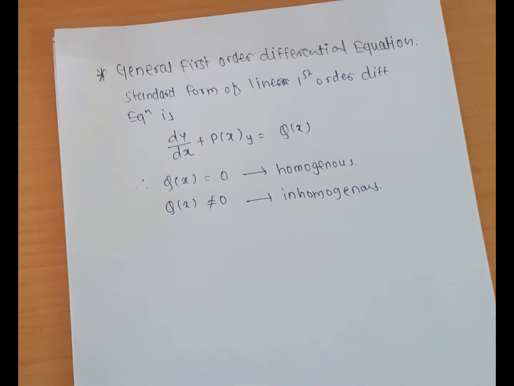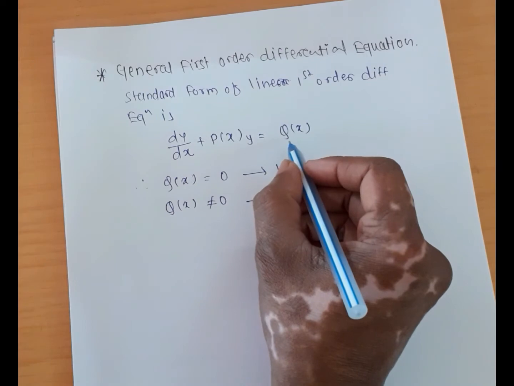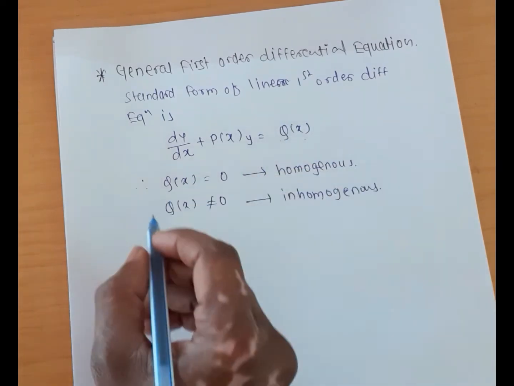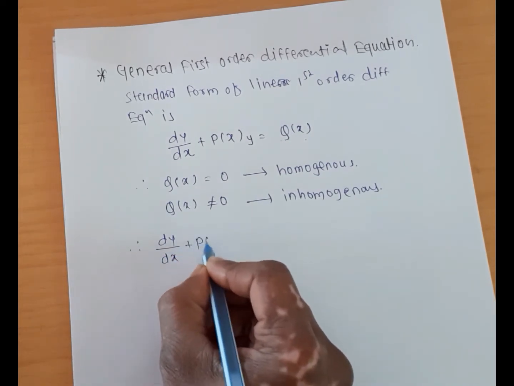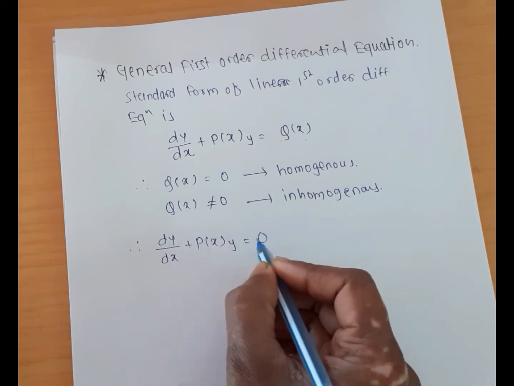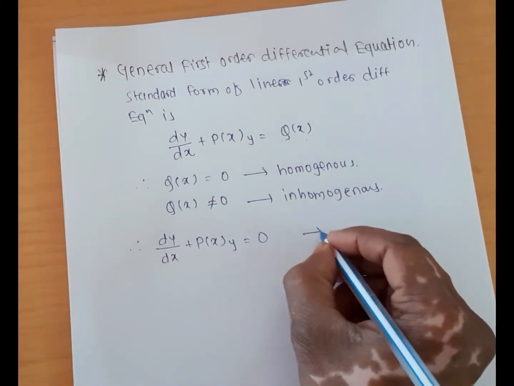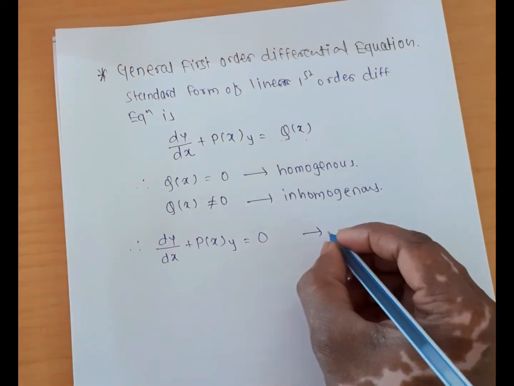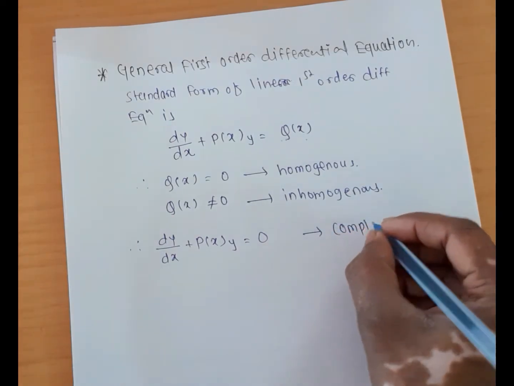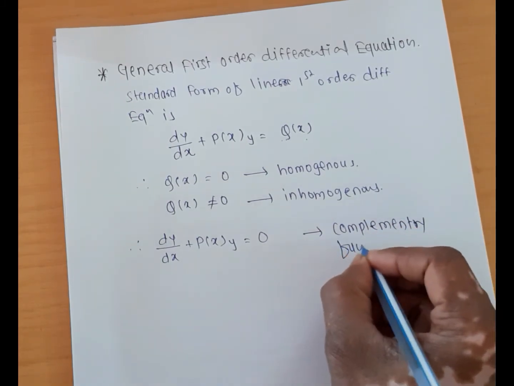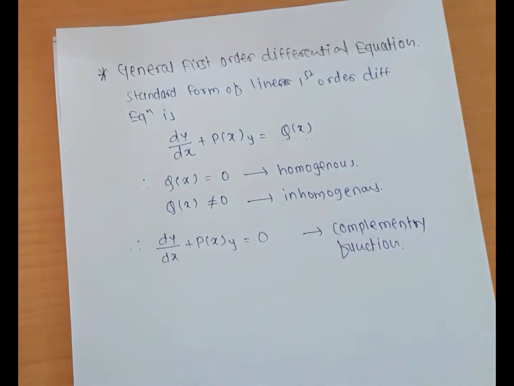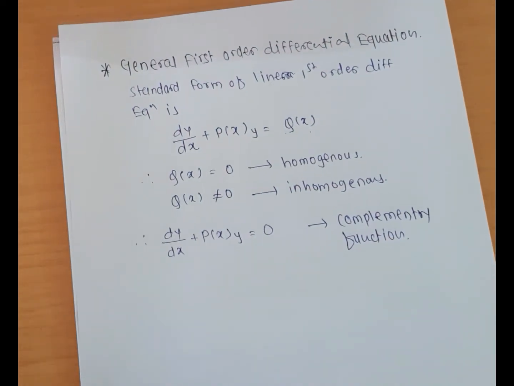One of them is the complementary function and the other is the particular integral. So the solution of the homogeneous equation, when q is 0, is called the complementary solution or complementary function. Here we put q of x equal to 0, so we write the equation dy by dx plus p of x times y is equal to 0, and the solution of that equation is called the complementary function.